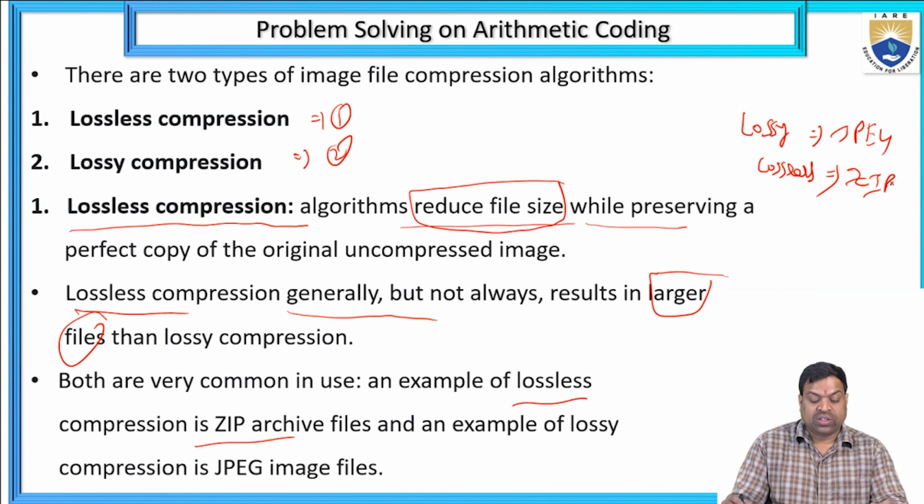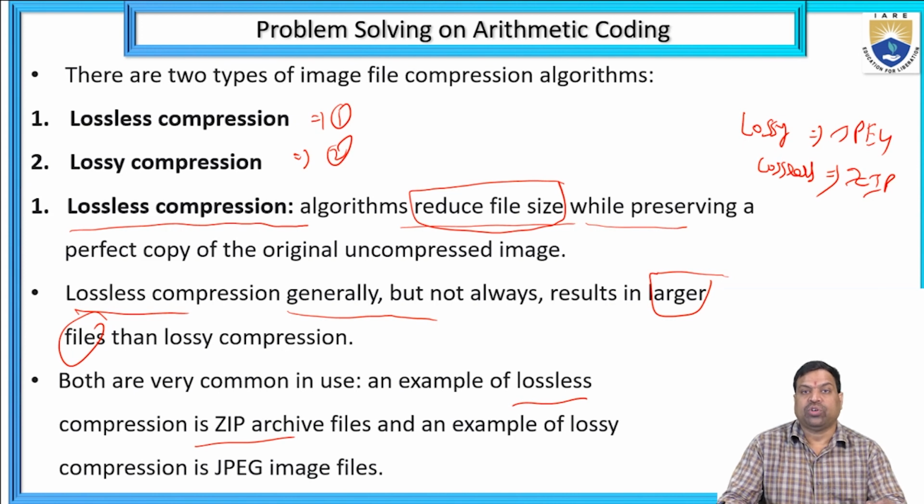There are two major types of image compression algorithms: lossless and lossy compression. A lossless algorithm reduces the file size while preserving a perfect copy of the original uncompressed image. Lossless compression generally, but not always, results in larger files than lossy compression. Both are very common in use. An example of lossless compression is a zip file, and an example of lossy compression is a JPEG file.